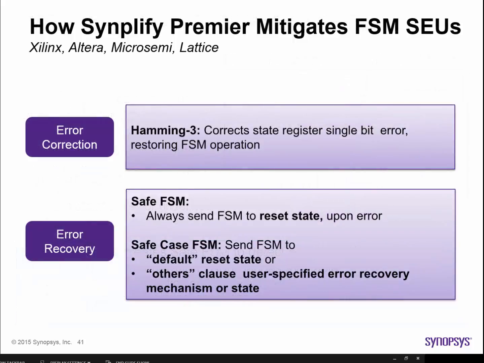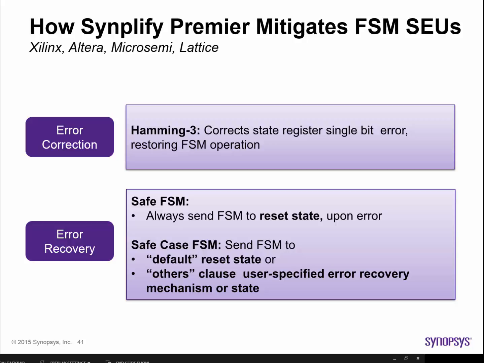Synplify Premier creates finite state machines that perform both error correction and recovery. Hamming 3 codes are used to automatically detect and correct single-bit errors in the state register, restoring correct operation immediately. Synplify Premier also allows you to designate that you want to create a safe FSM. That is, an FSM that undergoes a forced reset when a single-bit error in the state register is detected.